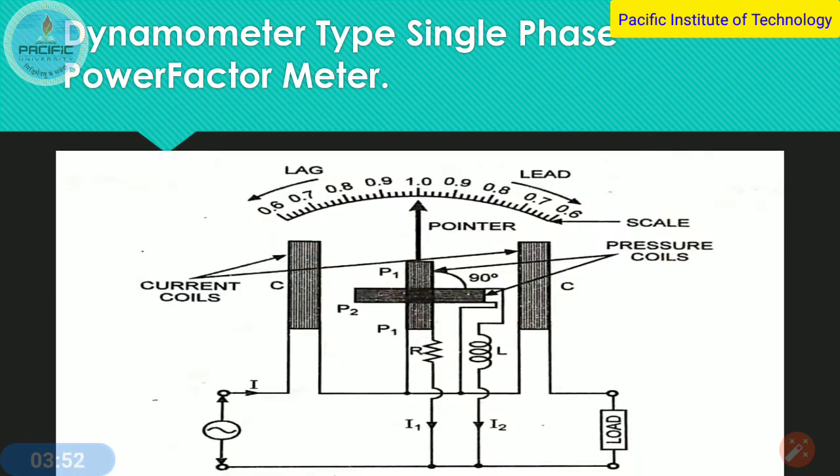Now, here is the circuit of the single phase dynamometer type power factor meter. We already discussed that C and C are the current coils, and P1 and P2 are the pressure coils. As you can see, pressure coil P1 is connected with a resistance in series across the supply voltage. The current flowing in pressure coil P1 is I1, and pressure coil P2 is connected across the supply in series with a highly inductive choke coil whose inductance is equal to L. Also, the pressure coils P1 and P2 are mounted mechanically at an angle of 90 degrees, and a current I, known as the load current, is flowing through the two current coils.